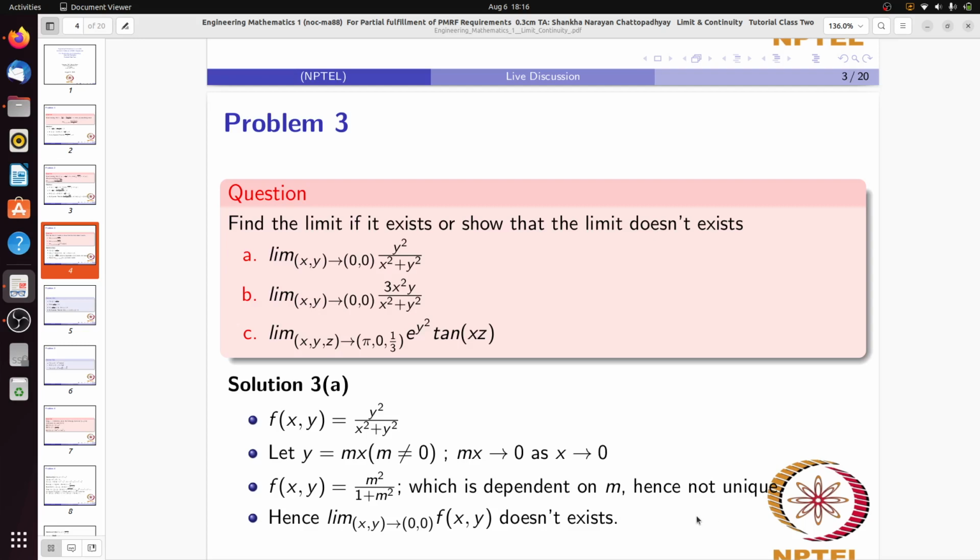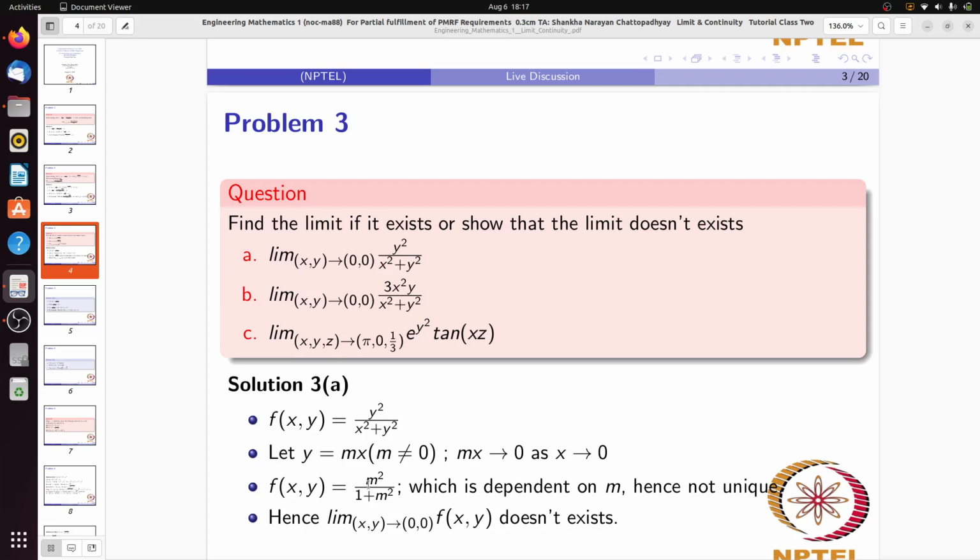So here clearly see, if you take m equal to 1, what will be the value? You will get 1 square by 1 plus 1 square, which is 1 by 2. If you take m equal to 2, then it will be 2 square by 1 plus 2 square, that is 4 by 1 plus 4, which is 4 by 5. So it is clearly dependent upon m, as the value is not unique.